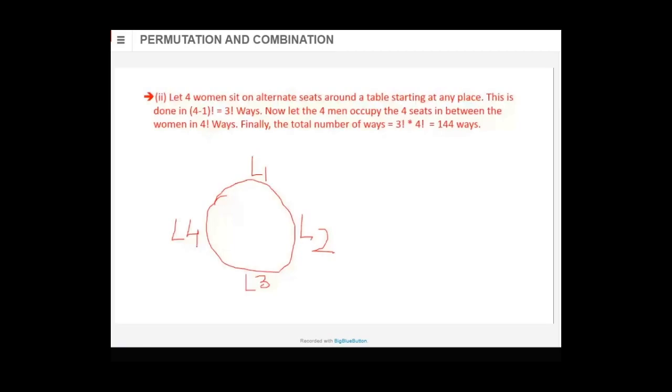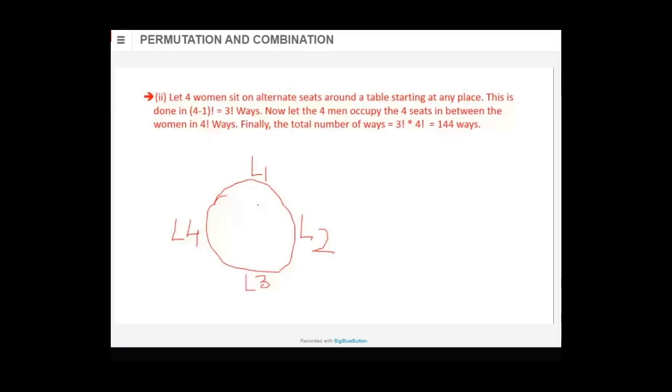Between L1 and L2, one place. L2 and L3, one place. So there are 4 places. And let those 4 men occupy those 4 seats. Now let 4 men occupy 4 seats in between the women in 4 factorial ways. Now I will not say minus 1 because already circular arrangement का minus 1 कर लिया है. अभी नहीं करेंगे minus 1. 4 factorial ways. Finally, the number of ways is 3 factorial into 4 factorial.